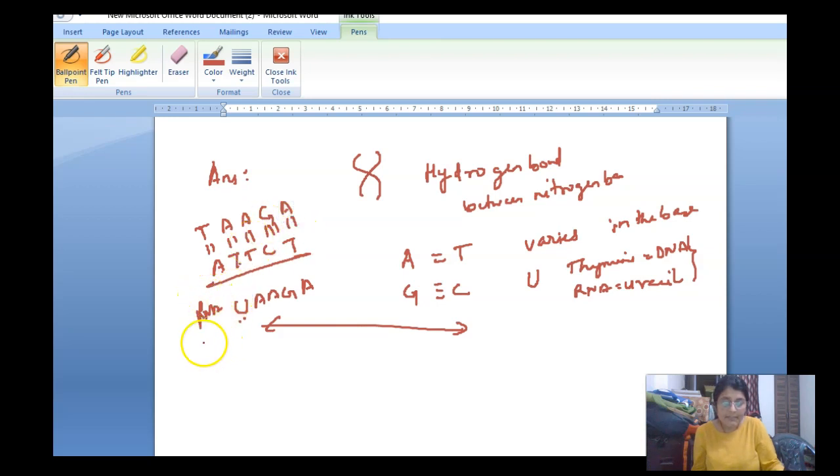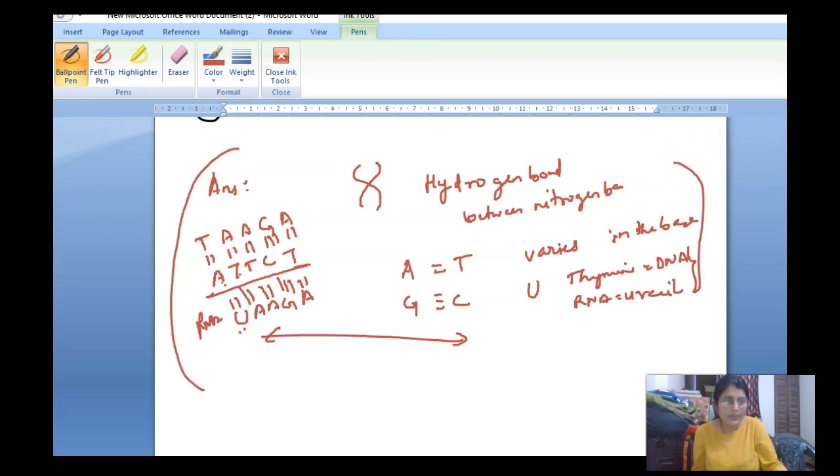But when we talk about messenger RNA, this code changes. Adenine will pair with uracil, thymine will pair with adenine, thymine will pair with adenine, cytosine will pair with guanine, and thymine will pair with adenine. So this is the application that we have to apply in the given question.